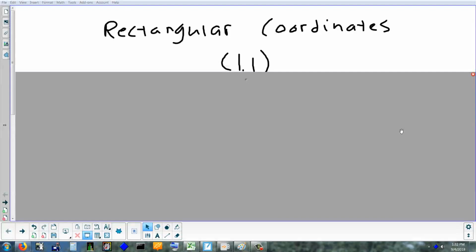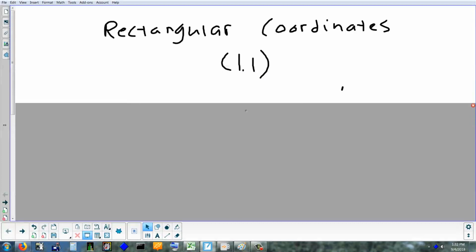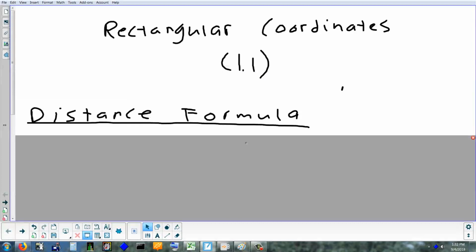Okay, so the first section we're going to look at in the book is section 1.1. It's on two formulas using coordinates. Both of these formulas involve coordinates. The first one we're going to look at is the distance formula, and the second one is the midpoint formula.